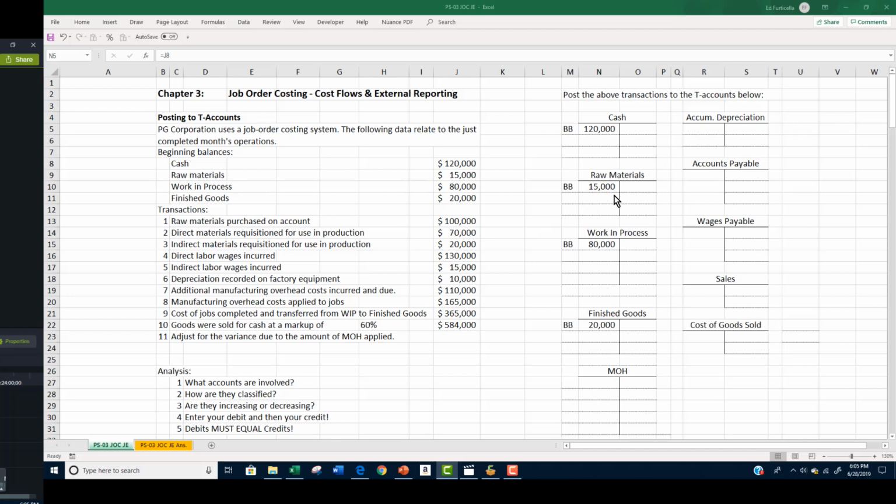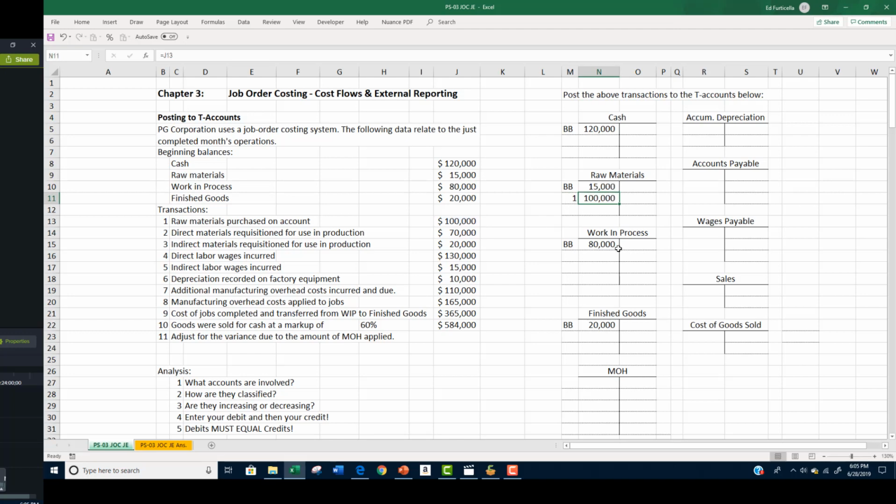Because I'm purchasing raw materials, the account is increasing. Anytime an asset increases, we debit it. So I'm going to go over to raw materials, enter the transaction number 1, and debit the account for $100,000 using a point and click.